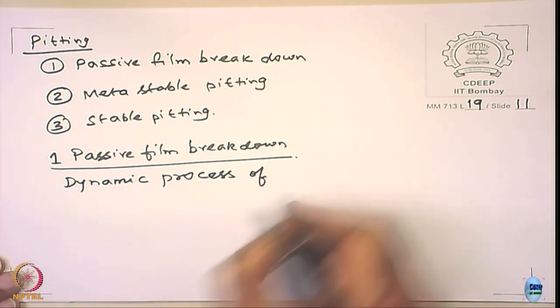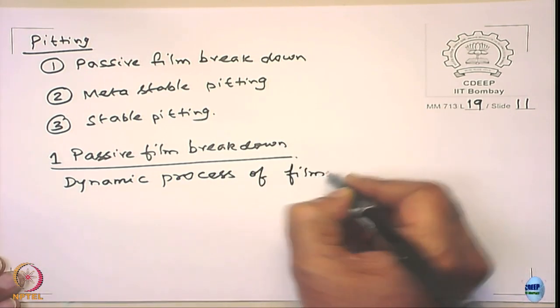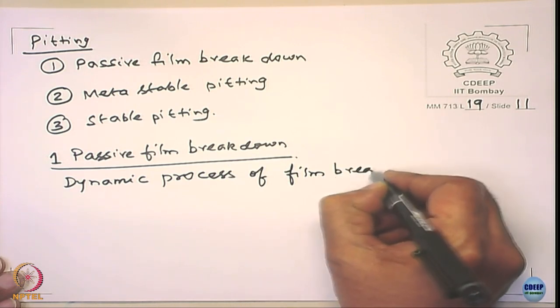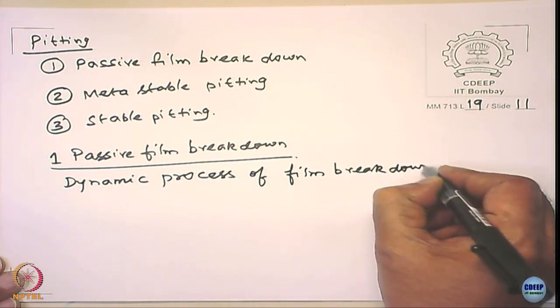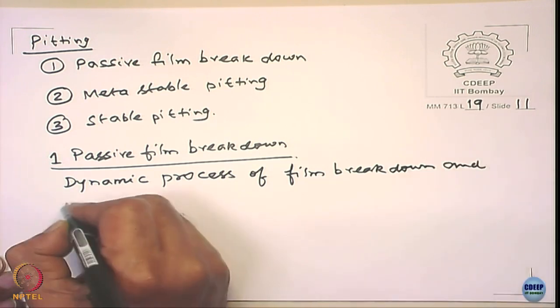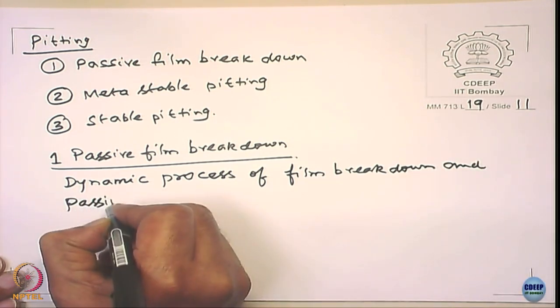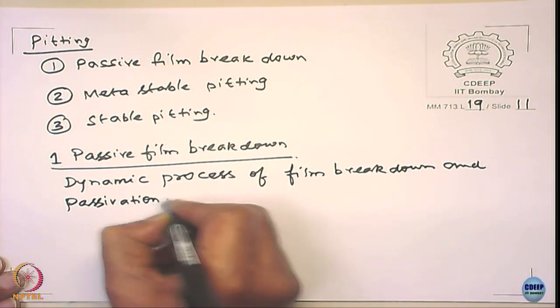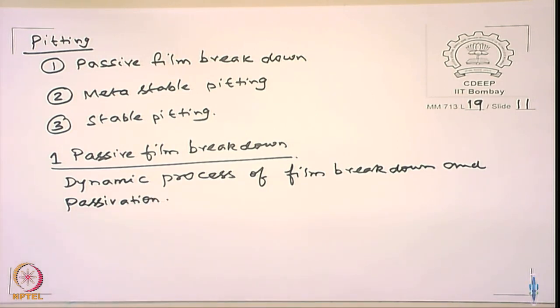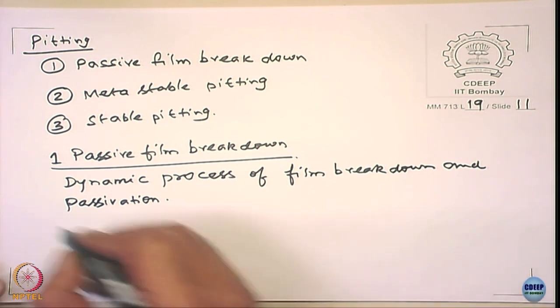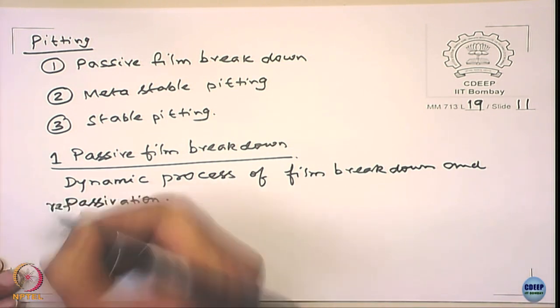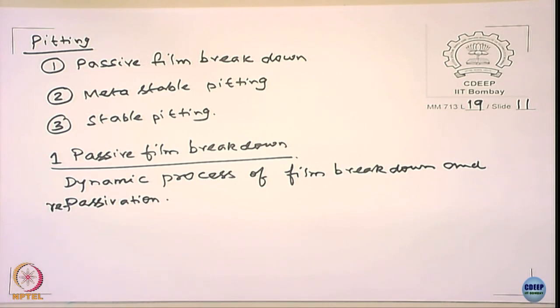Of film breakdown and passivation. It continuously happens, right? The only thing is the rate of re-passivation. You can call it re-passivation, the term re-passivation may be more appropriate, okay. So if we can quickly heal, then the current comes down, okay.